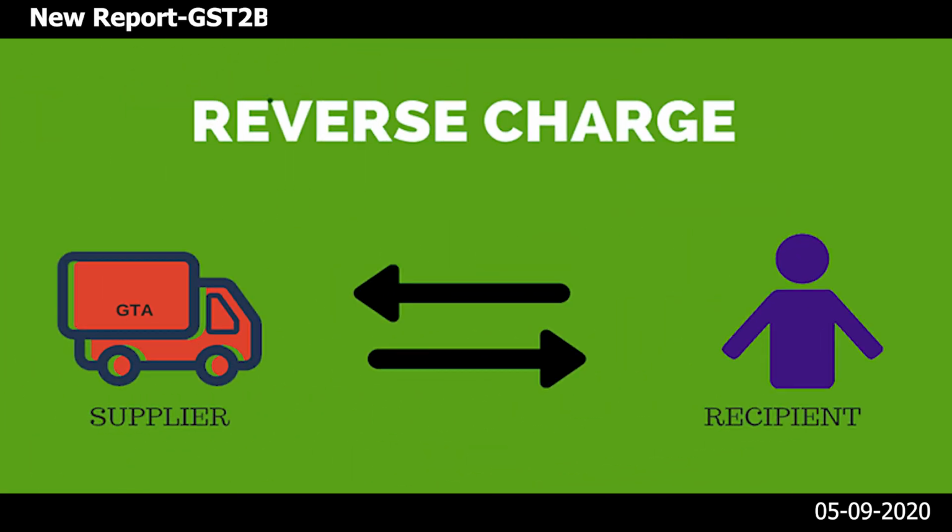Number 7, on reverse charge. This report will not have information about reverse charge on import of services and a few other instances of reverse charge, which have to be calculated manually while filing the GSTR 3B report. Overall, this will definitely help taxpayers with the rigorous process of matching ITC credit.